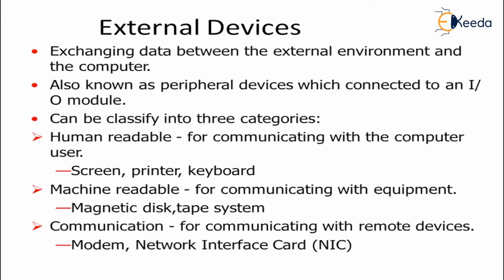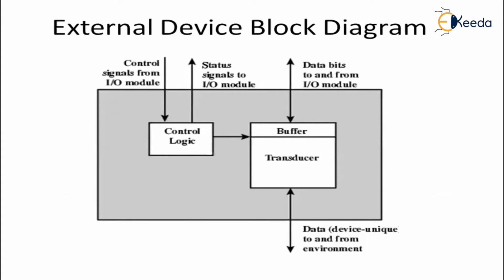Communication is for communicating with remote devices. It can be with the help of a modem, or with the help of a network interface card, and it can be in the form of a wired connection or a wireless connection. Now, when you look at the external device block diagram, it consists of control logic, buffer, and transducer. Control logic is directly linked in a unidirectional way to the buffer and transducer.